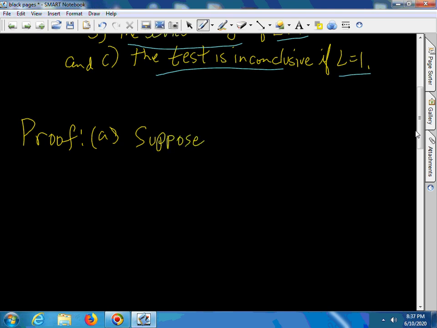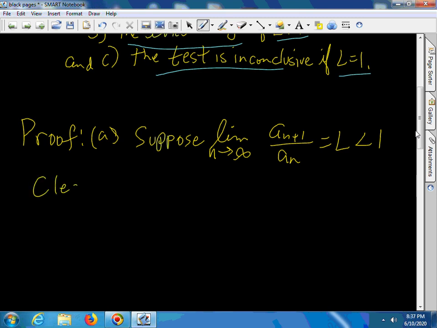Suppose the limit as n goes to infinity of a sub n plus 1 over a sub n is equal to L, which is less than 1. Clearly, there exists an R in the real numbers such that L is less than R, which is less than 1.